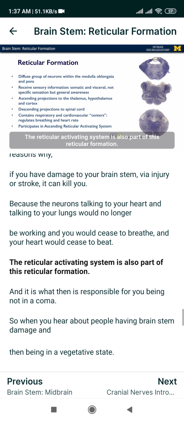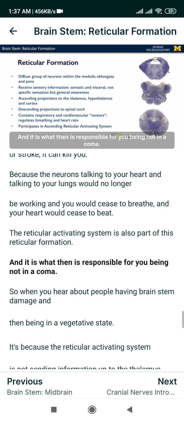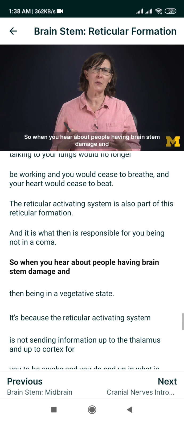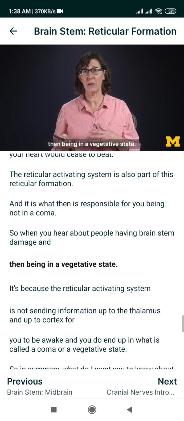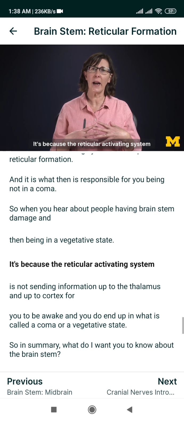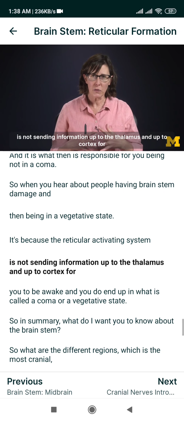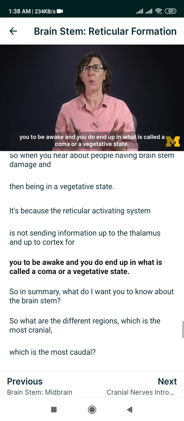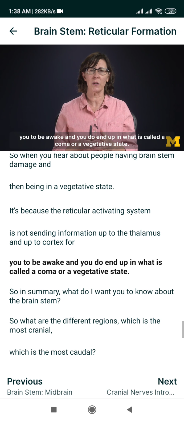The reticular activating system is also part of this reticular formation, and it is what then is responsible for you being not in a coma. So when you hear about people having brainstem damage and then being in a vegetative state, it's because the reticular activating system is not sending information up through the thalamus and up to the cortex for you to be awake. And you do end up in what is called a coma or a vegetative state.